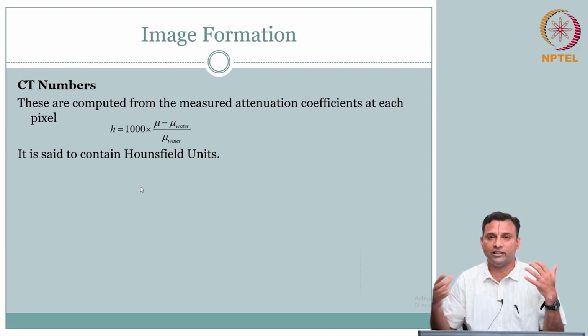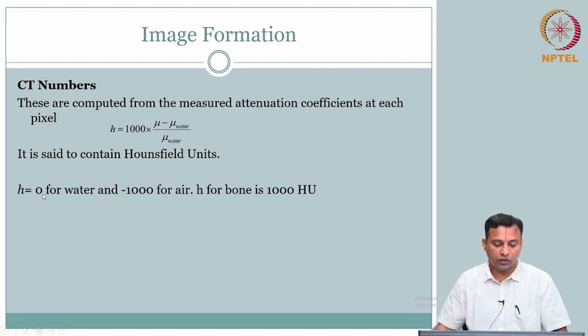The bone, in the natural body, is supposed to have the highest attenuation of all the other materials: fat, muscle, water, air. So bone will become 1000 Hounsfield units. So H is 0 for water, minus 1000 for air, and H for bone is about 1000 Hounsfield units.